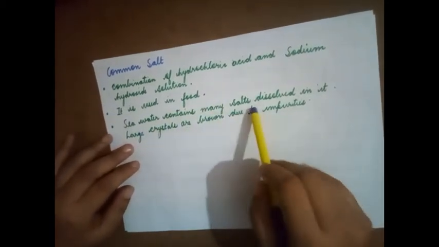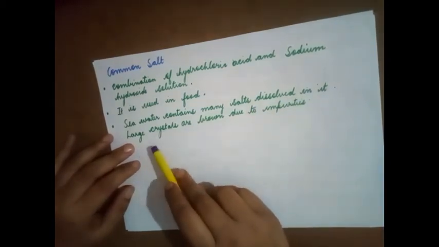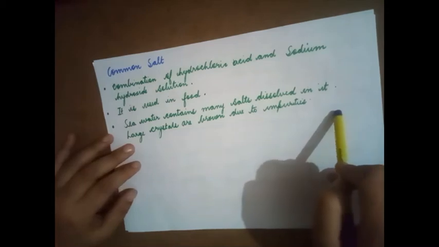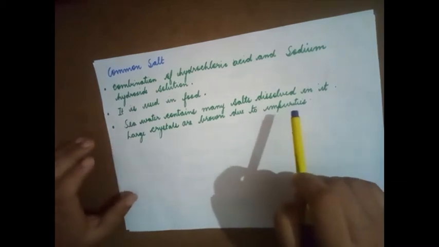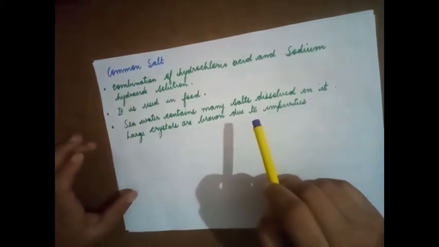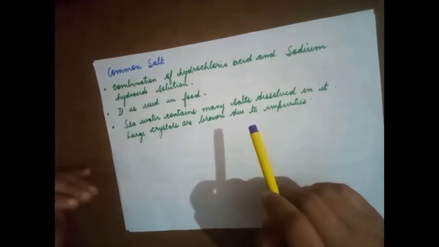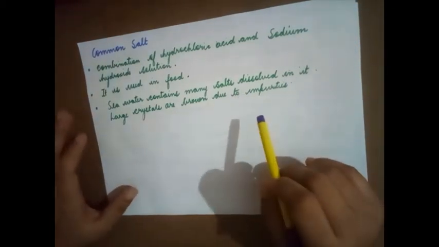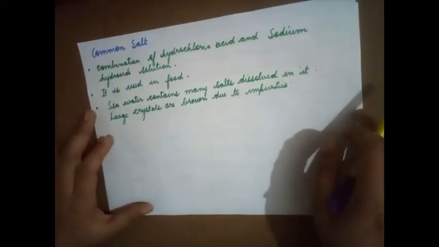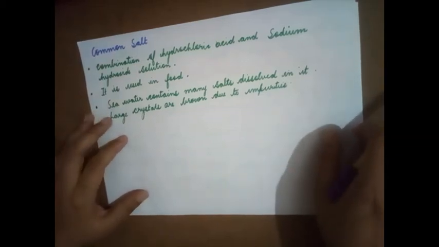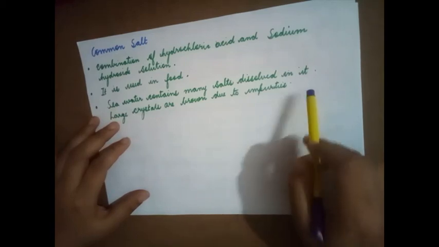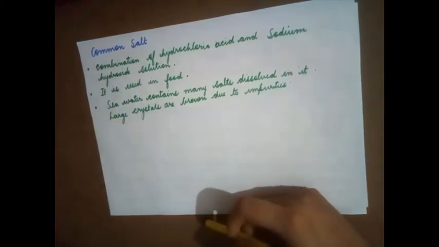Seawater contains many salts dissolved in it, and the large crystals are brown due to impurities. Now, in seawater, we know that it's not only sodium chloride that is formed. There are many other salts also present. And these crystals are brown in color because impurities are mixed along with them. And this is known as rock salt. Thank you.